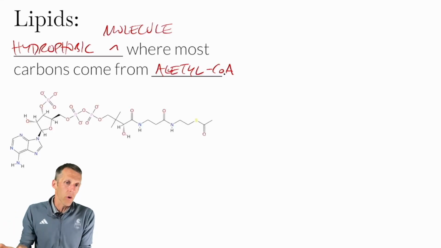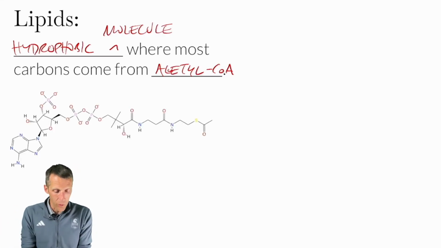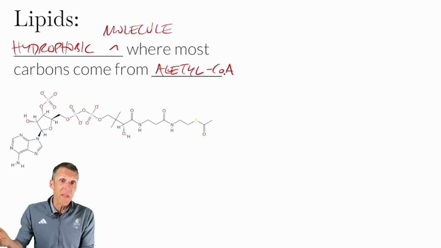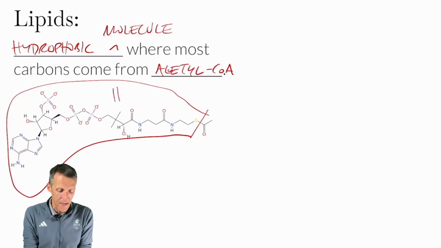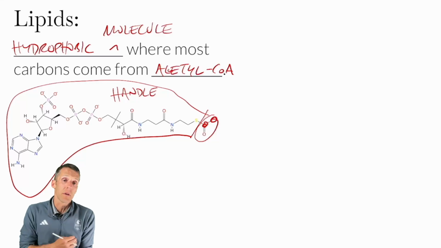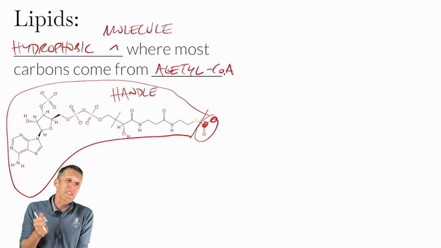Well, let me draw an acetyl-CoA just to make your brain explode. So this is an acetyl-CoA. It's this big, complicated looking molecule, but it turns out all of this stuff is basically a handle for moving around these 2 carbon units, carbon 1, carbon 2. And so acetyl-CoA is a critical molecule that's used across metabolism to deliver carbons to other places.